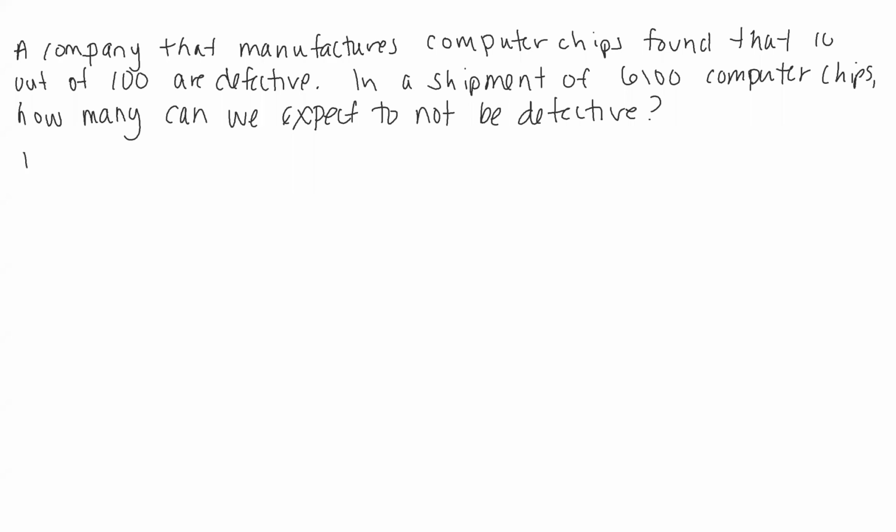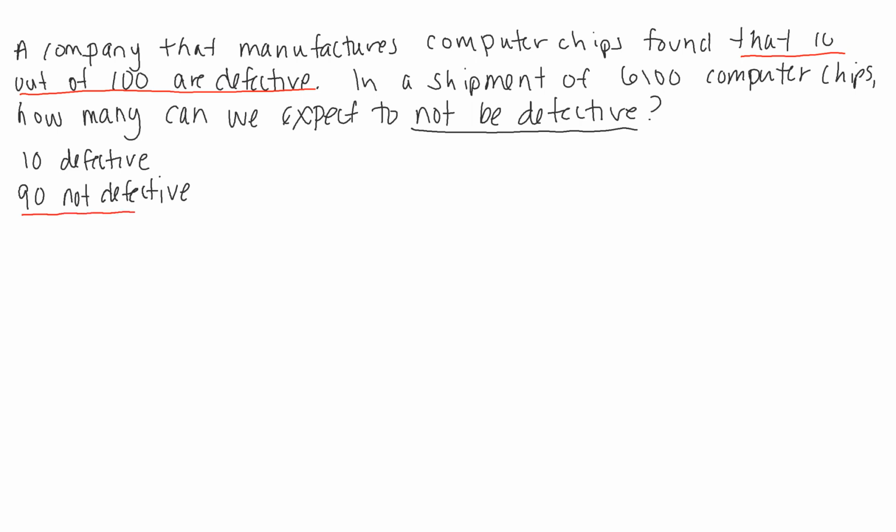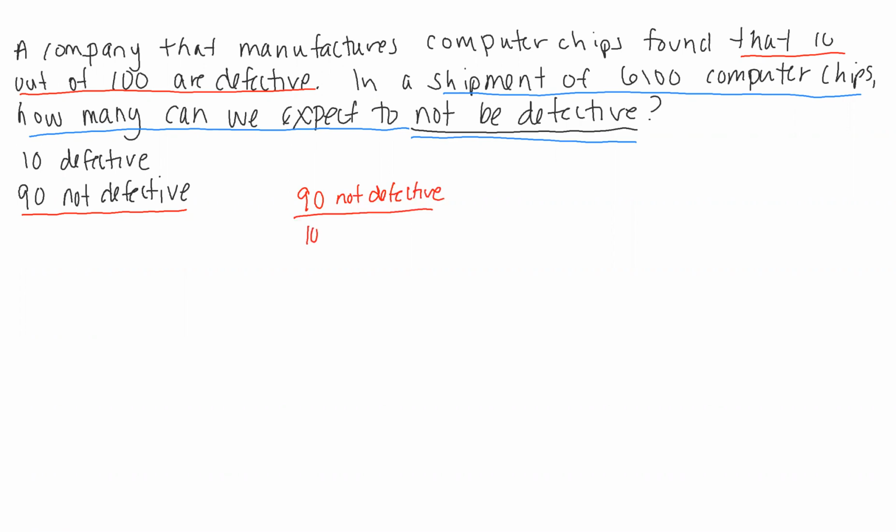So what we know is 10 are defective out of 100. That tells me that 90 are not defective. And we kind of have to look at what the question is asking us. The question wants to know how many are not defective, okay? So we already know that 10 out of 100 are defective. That means 90 are not defective. So 90 out of 100 are not defective. We then have, in a shipment of 6,100 chips, how many can we expect to not be defective? All right, so this one's a little tricky because you're given one set of information and then you're given kind of the opposite question to answer. So if 10 are defective, that means 90 are not defective out of 100 chips.